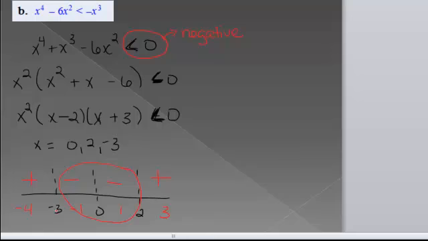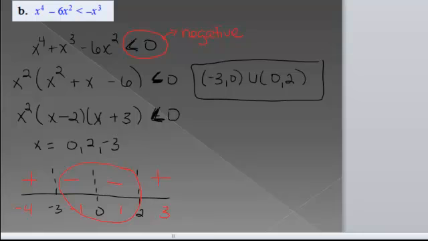So I will include everything from -3 to 2. However, can I include the 0? Well, remember, 0 is one of the zeros of the function. Can the function be equal to 0? It cannot, which means it cannot include 0. So the solution set will be -3 to 0, not including 0, and 0 to 2, not including either of those endpoints.